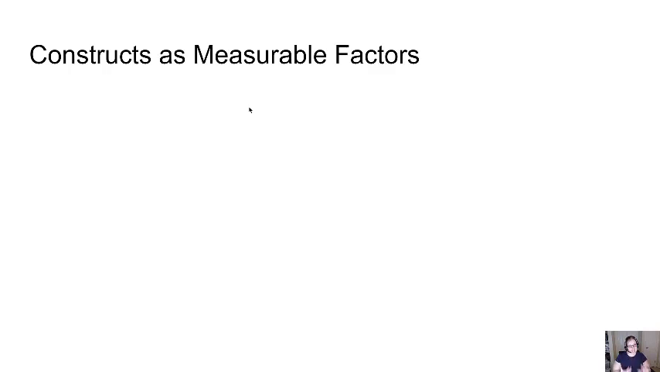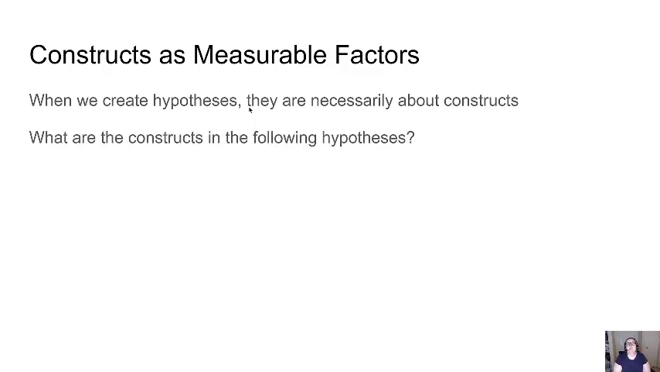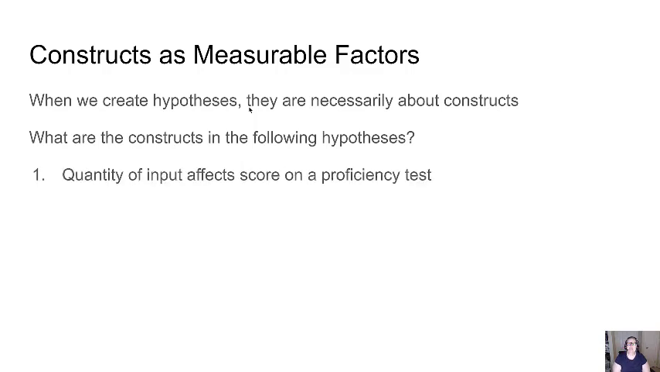Okay, so constructs as measurable factors. So when we create hypotheses, which we will do next week, they're necessarily about constructs because we're trying to measure something. So we make predictions about things we want to measure. So I'm going to give you some hypotheses, and when we talk more about them, we'll talk about forming them. But in the following hypotheses, I want you to try watching this video, pausing, whatever you've got to do, to identify the constructs, okay? So number one, quantity of input affects score on a proficiency test.